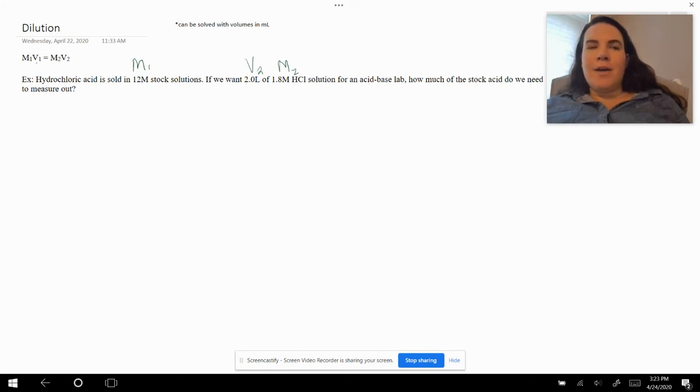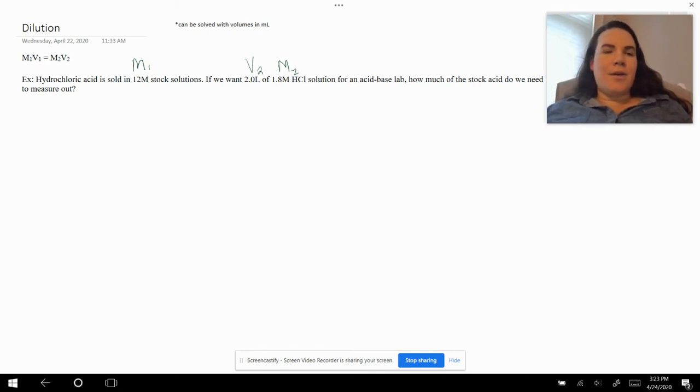Usually we need the volume, but you could figure out what concentration you could make if you're trying to make a certain volume from an amount you have. So you could solve this for volume, or you could solve this for molarity, but practically we always do it for volume. All right, so plugging this into the equation, very easy.